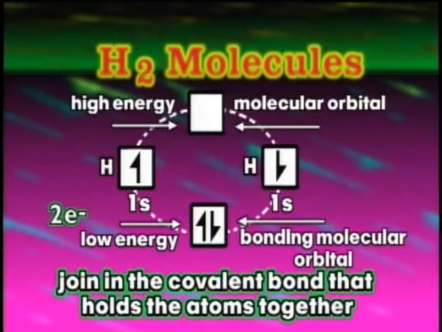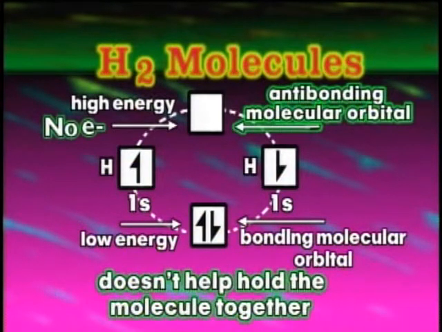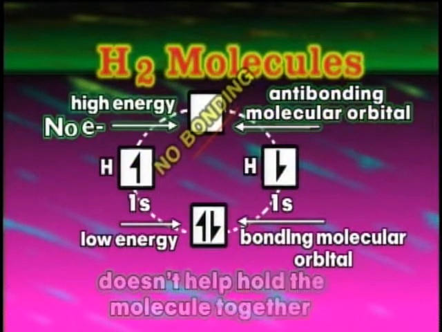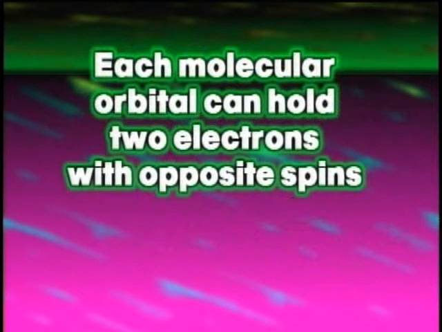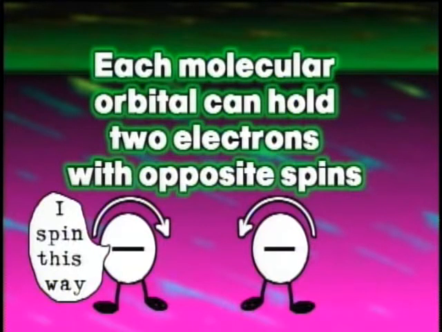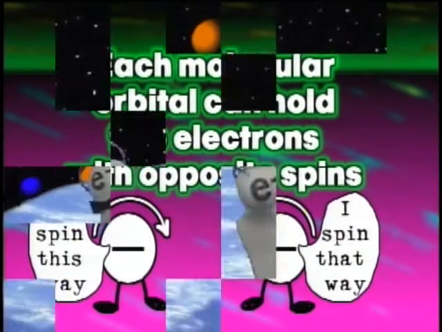The high-energy anti-bonding molecular orbital doesn't help hold the molecule together. This orbital not only has fewer electrons, but the high energy and bad attitudes of the anti-bonding electrons keep them from bonding with each other. Each molecular orbital can hold 2 electrons with opposite spins, just like atomic orbitals.